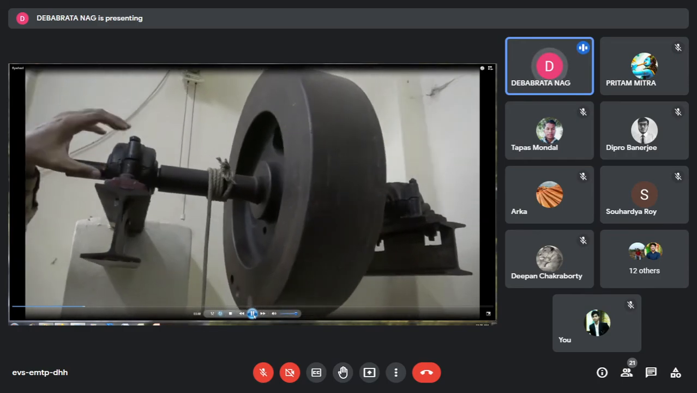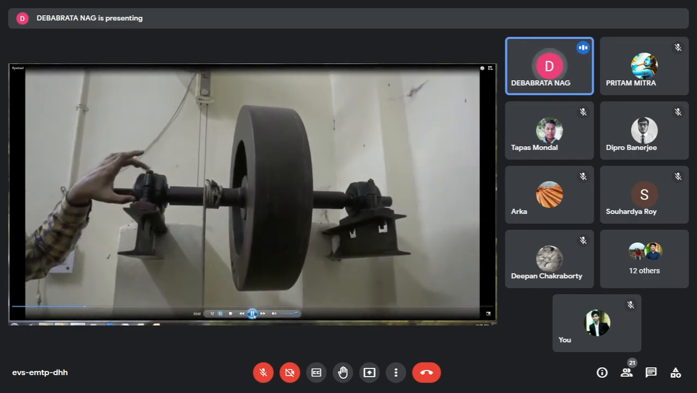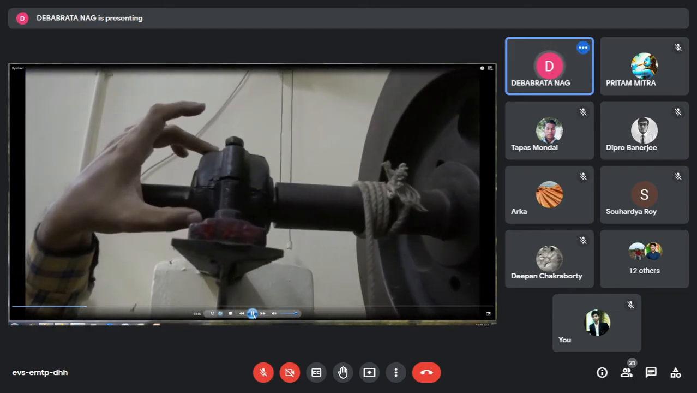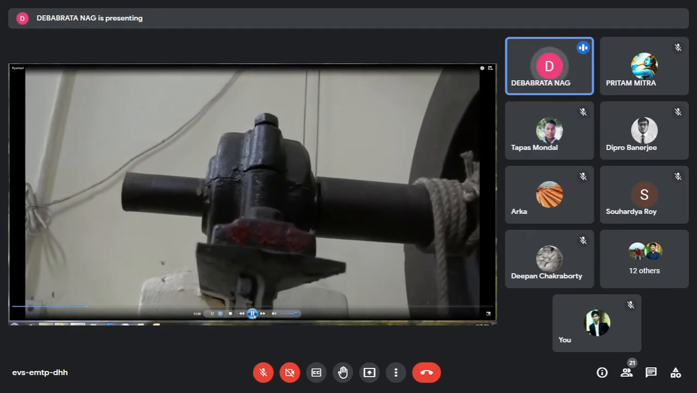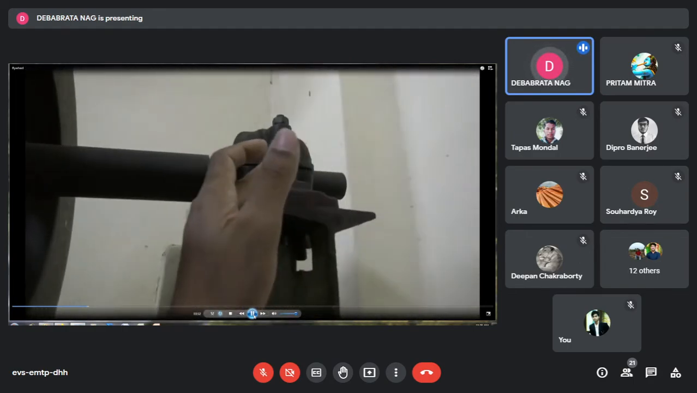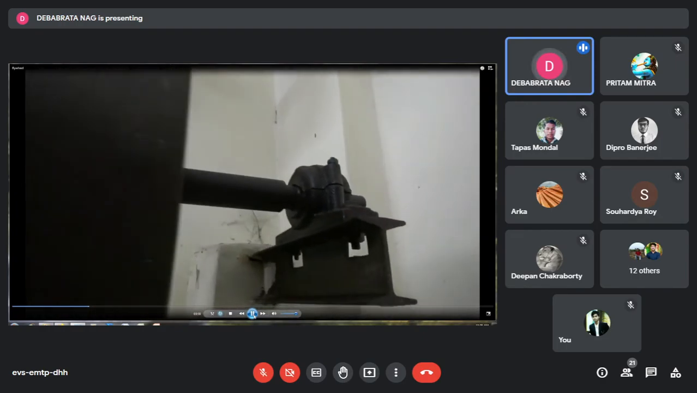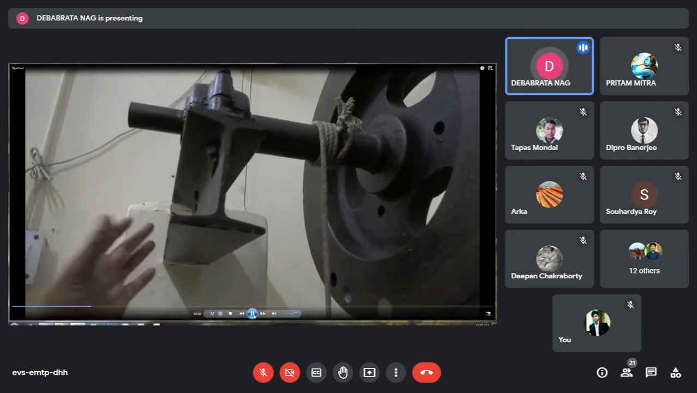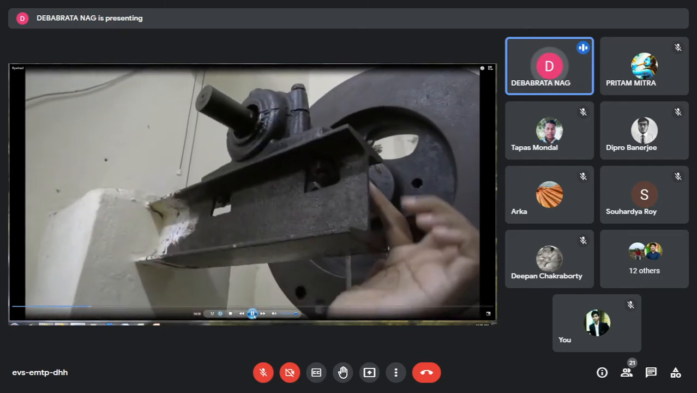This is called a Plummer block. This Plummer block is housing the outer race of the ball bearing. Here also another Plummer block is there, housing the outer race of the ball bearing. And this Plummer block is supported on this beam. What is the section? It is an I section beam.